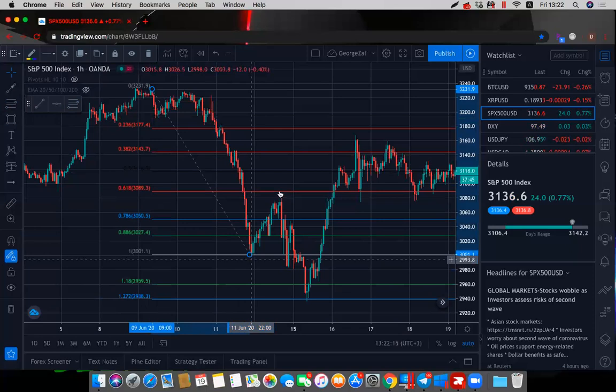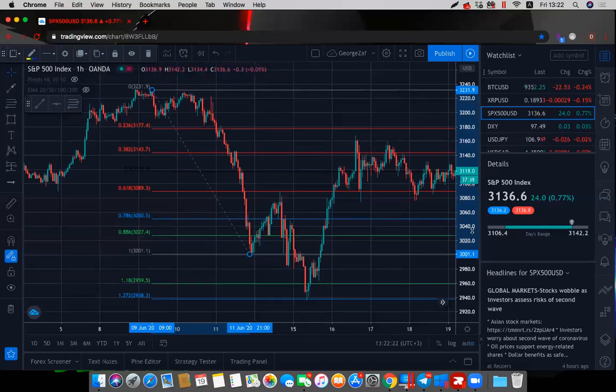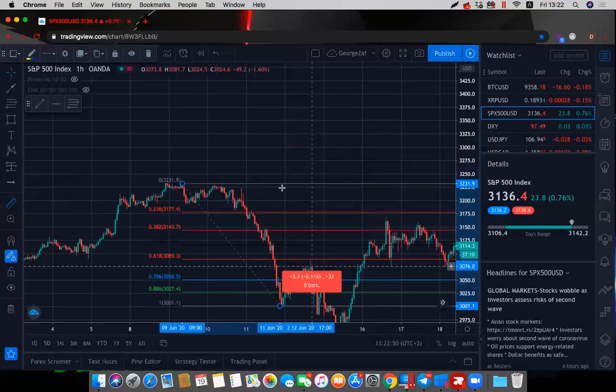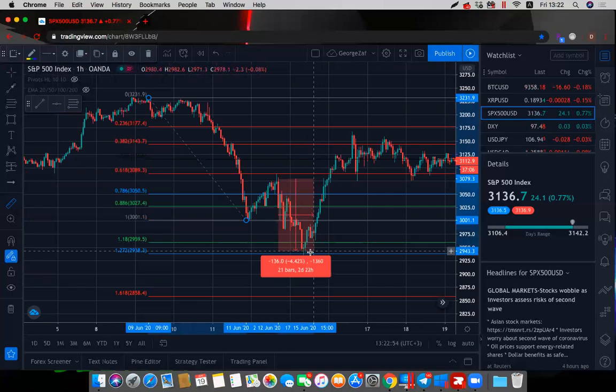Boom, retrace to 61 and get in, went to the extension level of 172. It didn't go even lower here, okay, because the uptrend started. But again, it went to 100%, retraced to 61%, and from 61 went down here. So from here to the blue one, 138 pips in about 3 days, okay? Not bad.